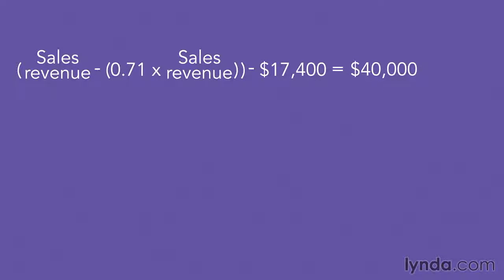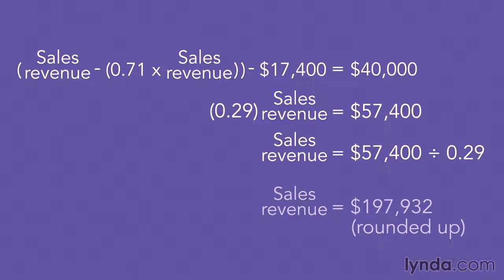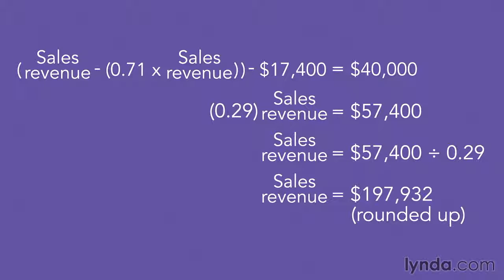Now, if Multi-Product Inc. had fixed costs of $17,400 and desired a target income of $40,000, the necessary sales volume in dollars would be about $198,000. Note that the 0.29 is simply the contribution margin stated as a percentage rather than in dollars. Here we are computing the required sales in dollars rather than in units. Total sales dollars of $197,932 are necessary for Multi-Product Inc. to reach their target profit.